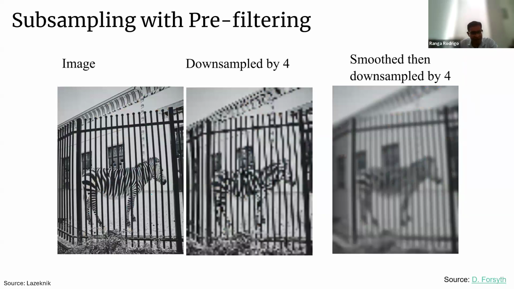Here you can see the giraffe image. This is the original image. If you downsample by 4, because of the pattern of the fence, you can see crazy things appearing here. But if you smooth first and then downsample by 4, it is better. So use a smoothing filter, then do the subsampling.